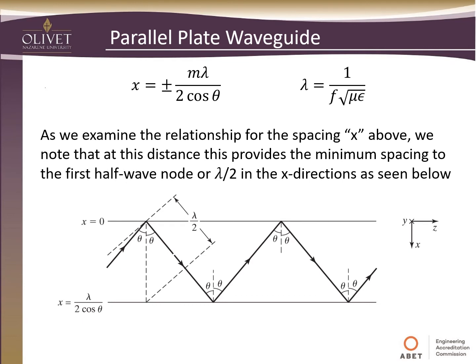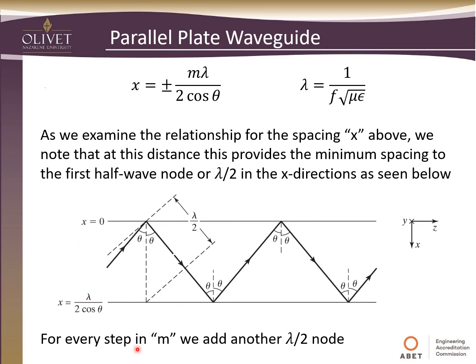So when we examine this relationship for the spacing of x above, we note that this distance provides the minimum spacing to the first half-wave node, or lambda over 2 in the x direction as seen below. So we'll get this lambda over 2 distance between here and here. So for the propagating wave, you'll just see a half wave, which is just that first hump that you saw in the previous graph, where one node's here and one node's there.